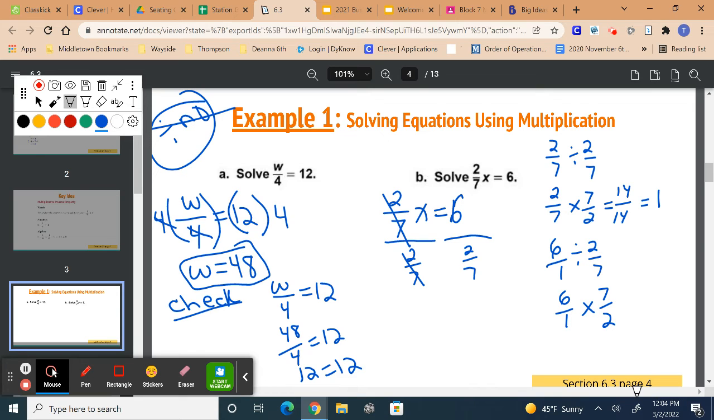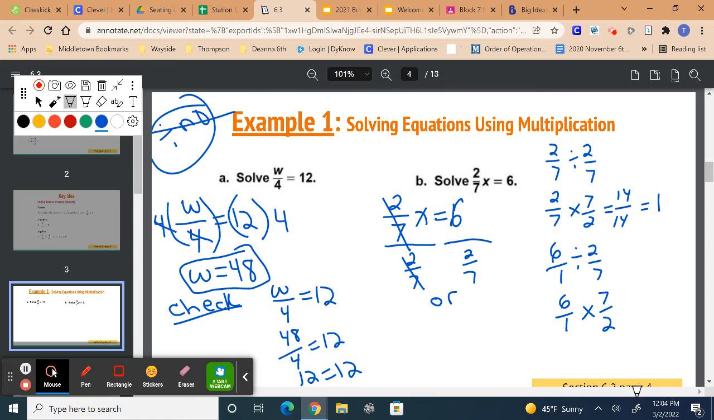Now, this is where the "or" comes into play. Are you ready? Because you do not have to show the fraction line and you don't have to divide by 2/7. We can take the original problem and skip the whole process of dividing by 2/7. We could go right to multiplying. But what would I need to multiply to both sides? Think about it. What would I need to multiply to both sides?